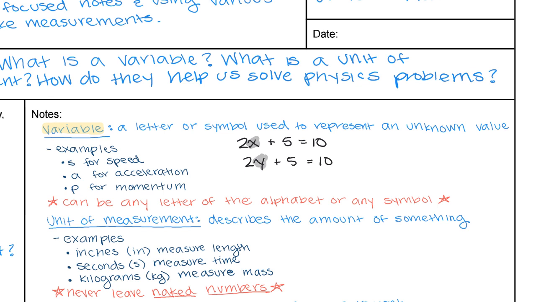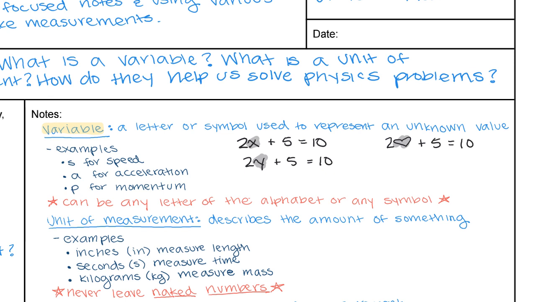These are all just examples of variables you might have used in the past. Again, it could be any letter or any symbol you want. You could pick your favorite symbol. It could even be a heart, right? Could even be a heart if you really like drawing hearts: 2 heart plus 5 equals 10. Again, it is any letter or any symbol you want to use to represent something that we don't know, something that we are solving for.